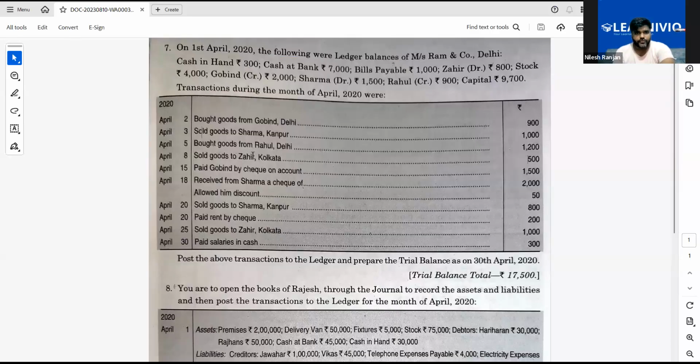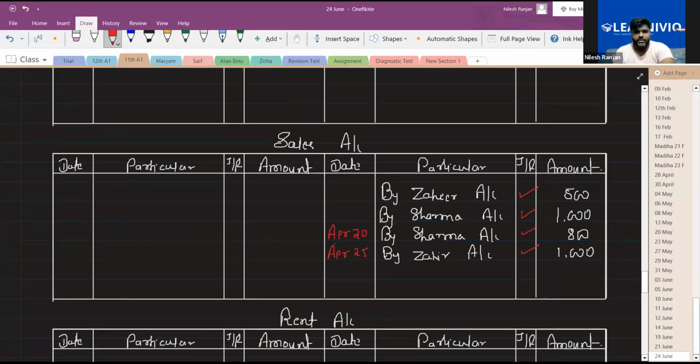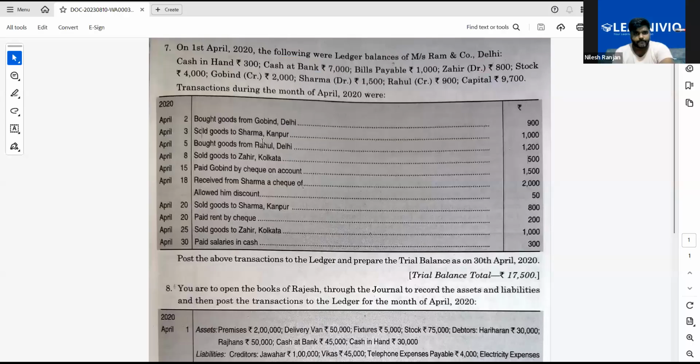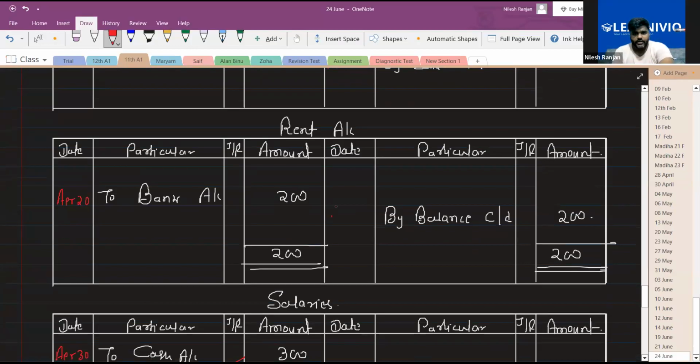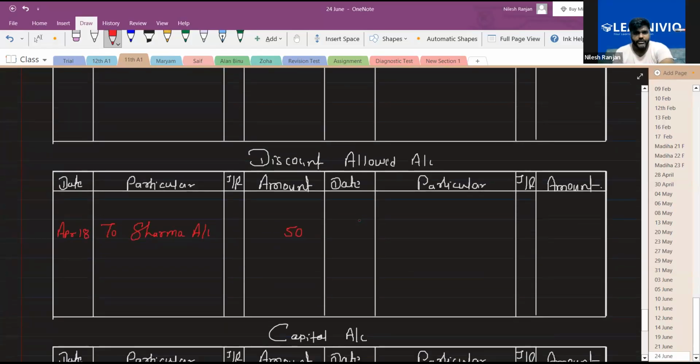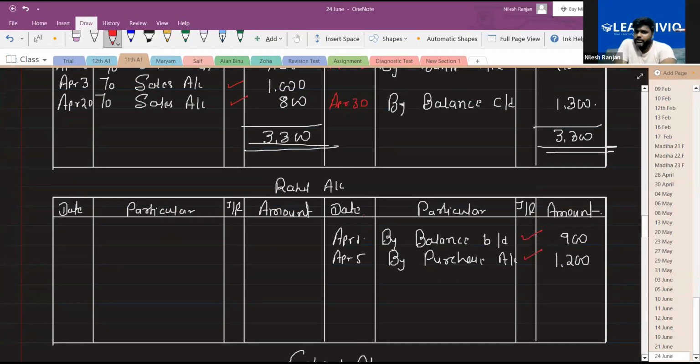Purchase, Rahul purchased. Bought goods from Rahul, 1,200 on April 5. Then in sales account, by Jahir, by Sharma, Jahir April 8, Sharma April 3. April 3, April 8. Rent, April 30. Salary, complete. Discount allowed, complete. Capital, complete. Done. So we have written all the entries in ledger.